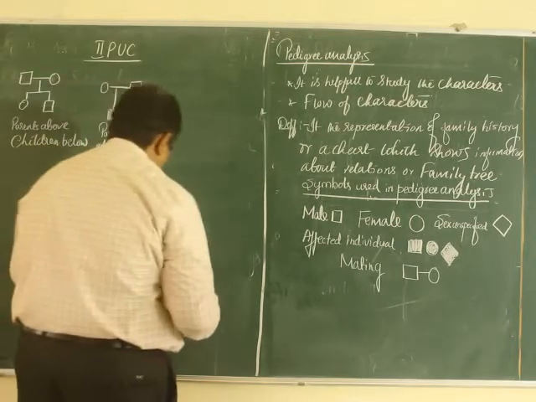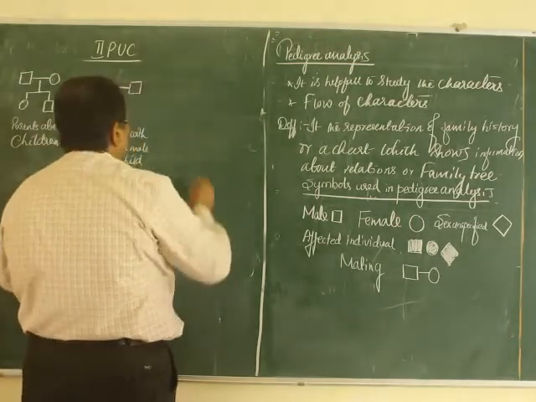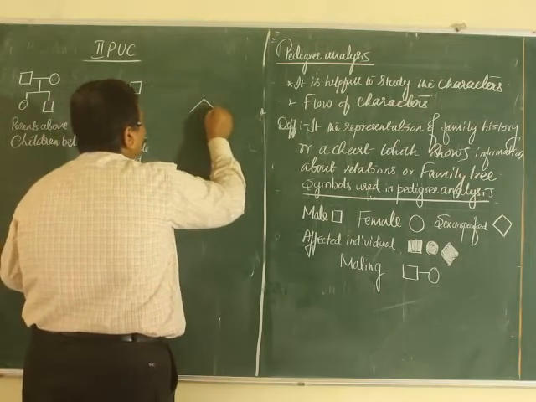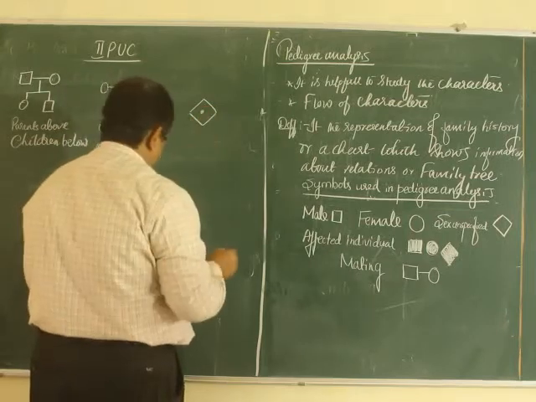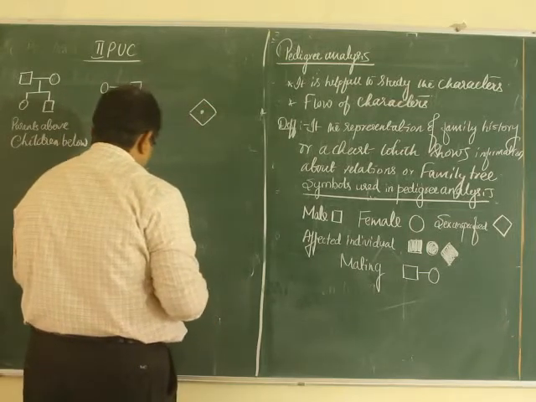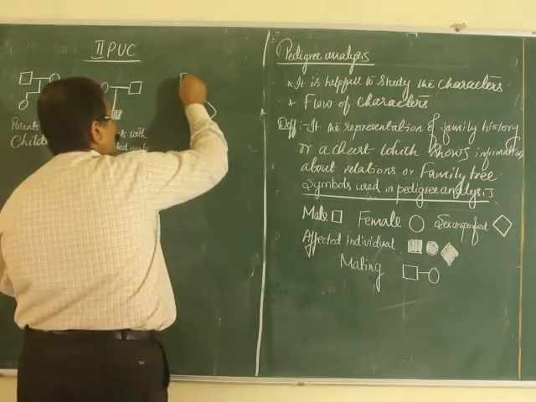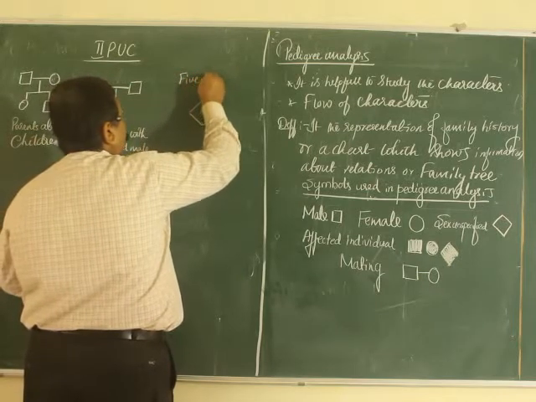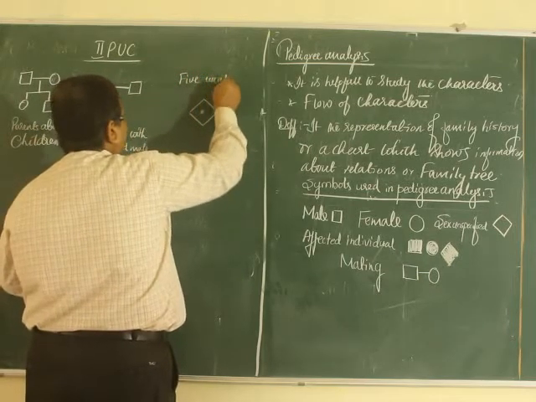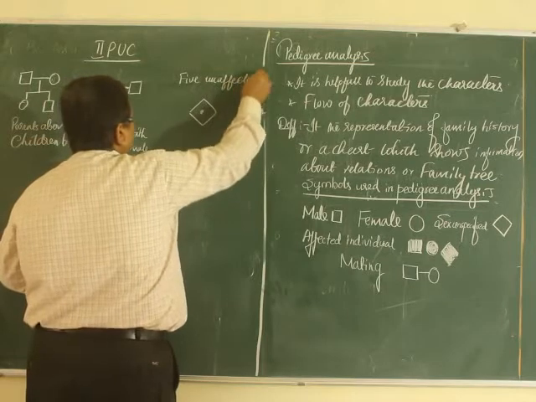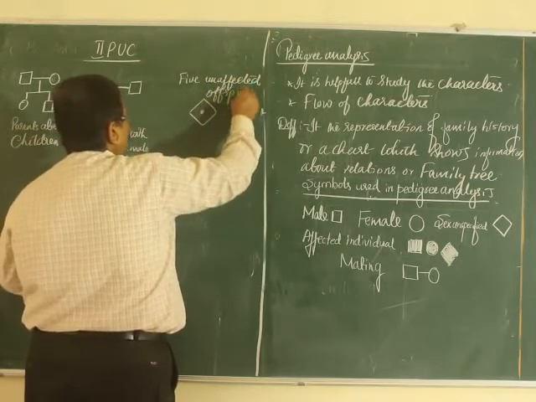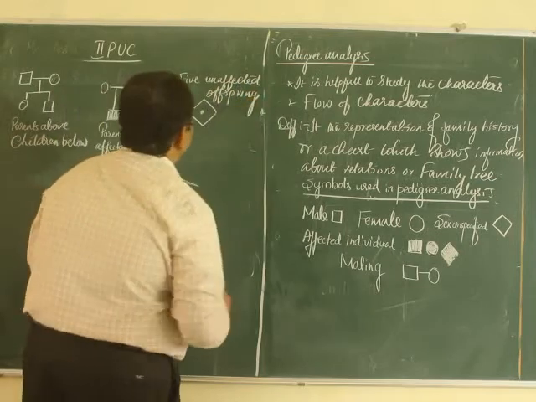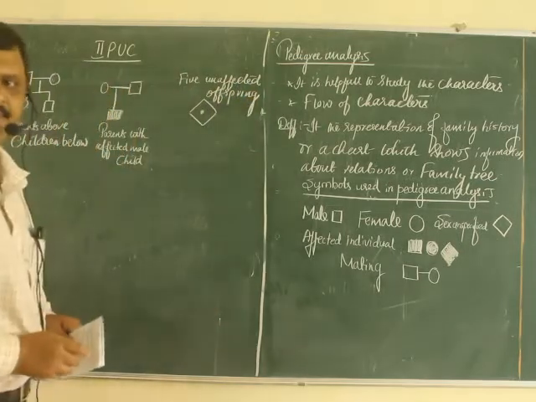Then five unaffected offsprings. If you write like this, it will give the meaning of five unaffected offsprings.